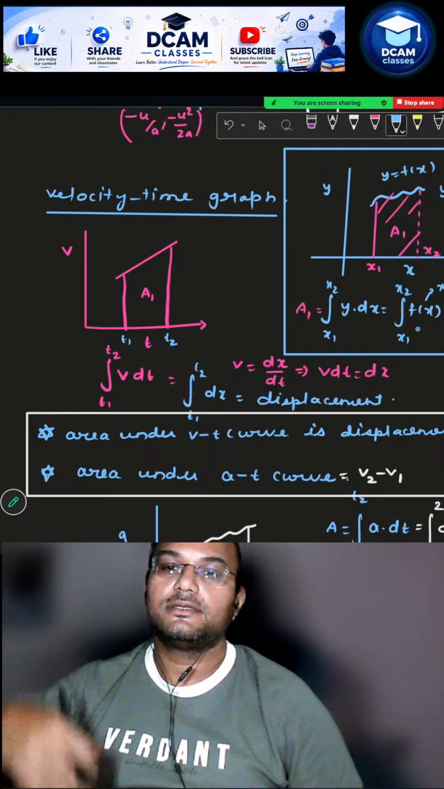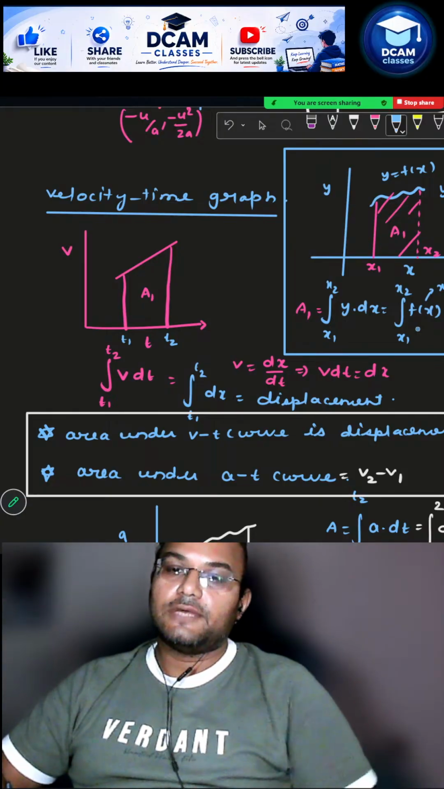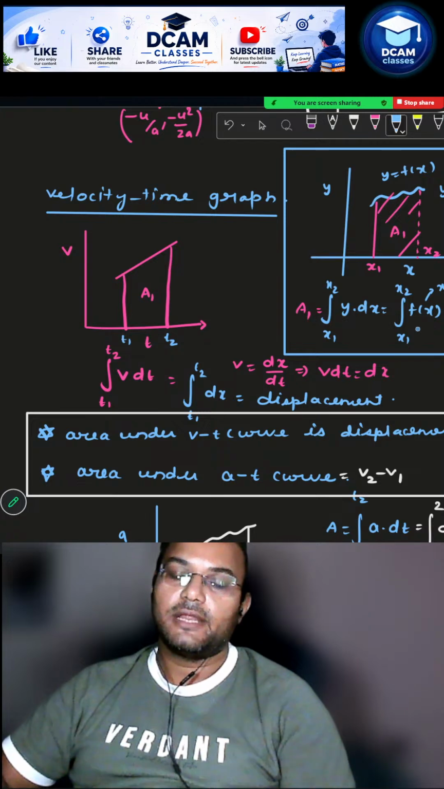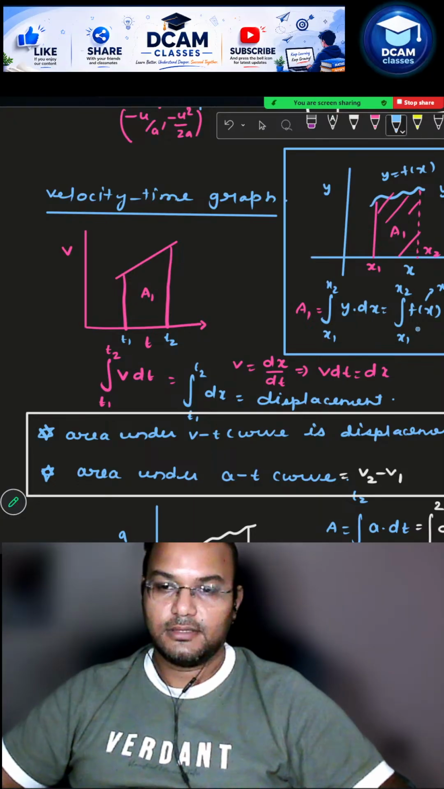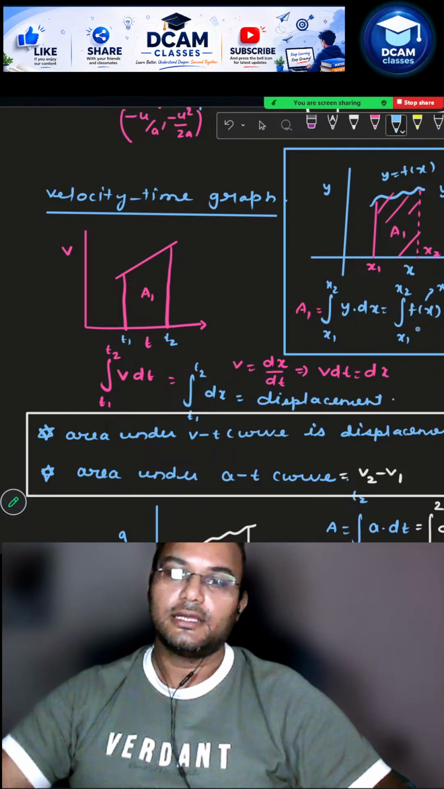It's just a function. I have written a general function because f of x can be anything. It can be a trigonometric function, exponential function, anything. Okay, now I understood. It's general for calculating the area under the graph. Yes, it is a general thing.